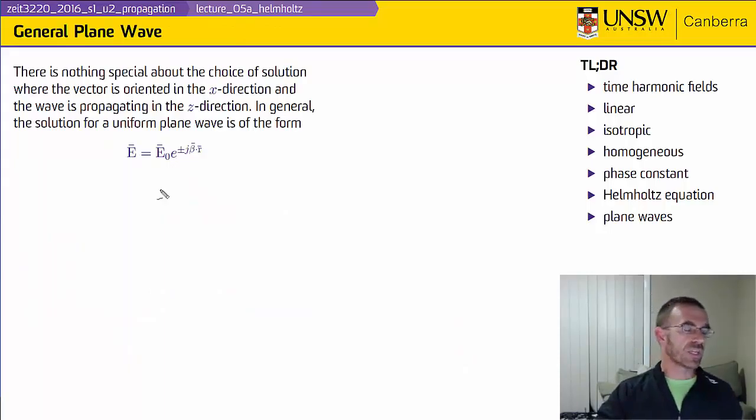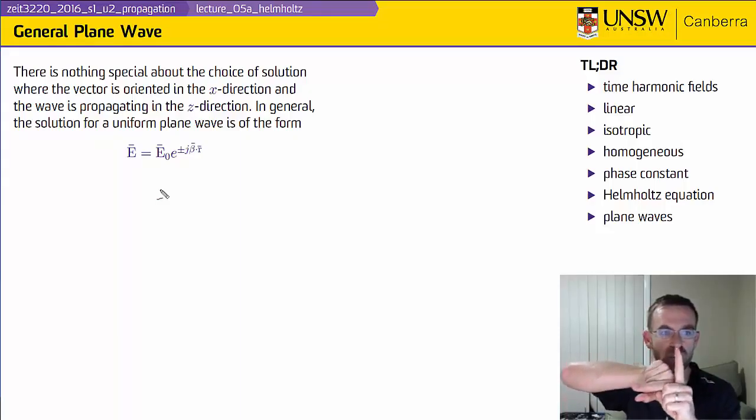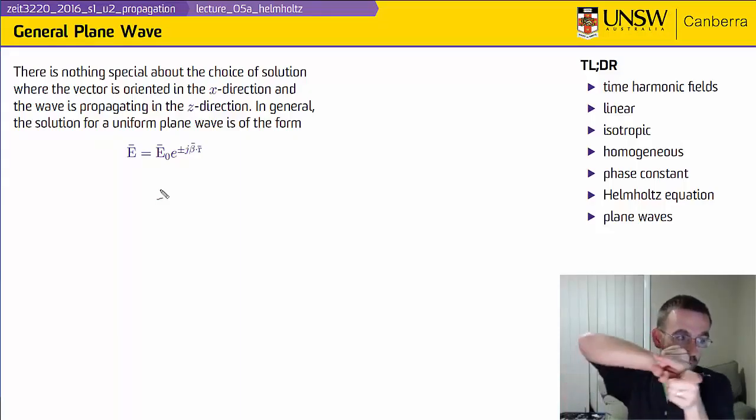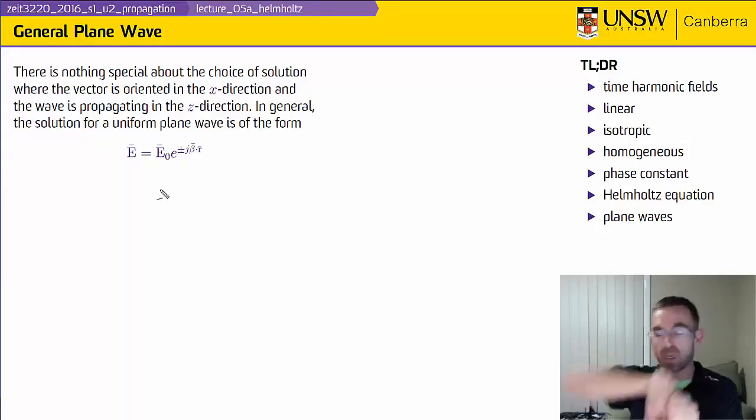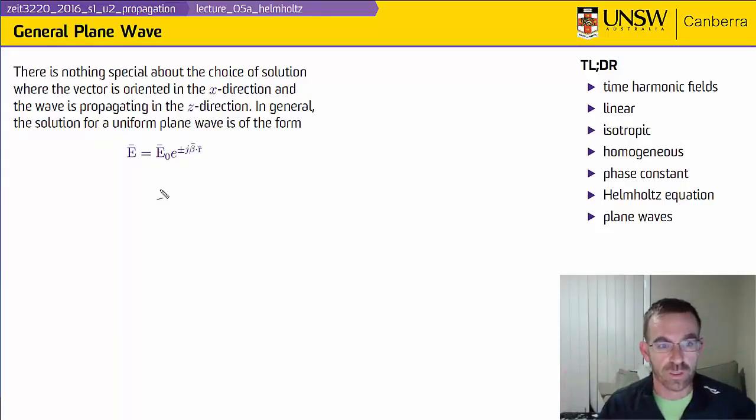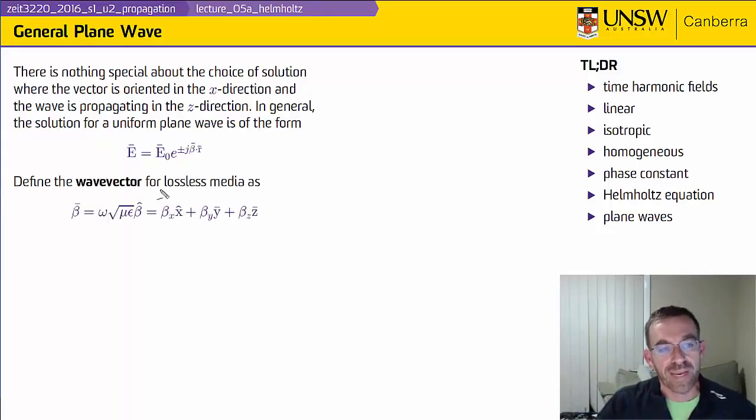Now, we did the derivation for an x-polarized plane wave propagating in the z direction, but there's nothing special about x-polarization. It could very well have been polarized in the y direction, and it could have been propagating in an arbitrary direction. So in general, I've got a solution that has this form, where I've got a vector, E naught, and I've got this beta vector. This beta vector we call the wave vector, and for lossless materials, it's given by omega square root mu epsilon times a unit vector that's pointing in the direction of propagation, and that unit vector has three components, an x component, a y component, and a z component.